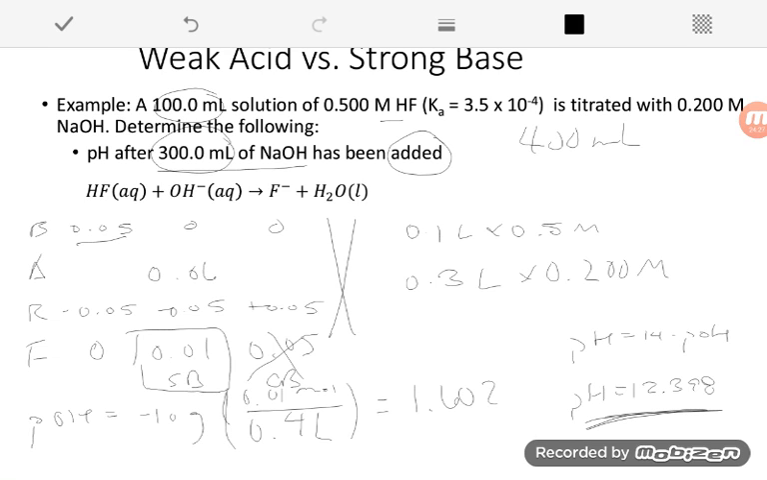And this is exactly what we would expect to happen. We have a very high pH, which is what we should have. We're past the equivalence point. We only have base left, and so we would expect this really high pH.